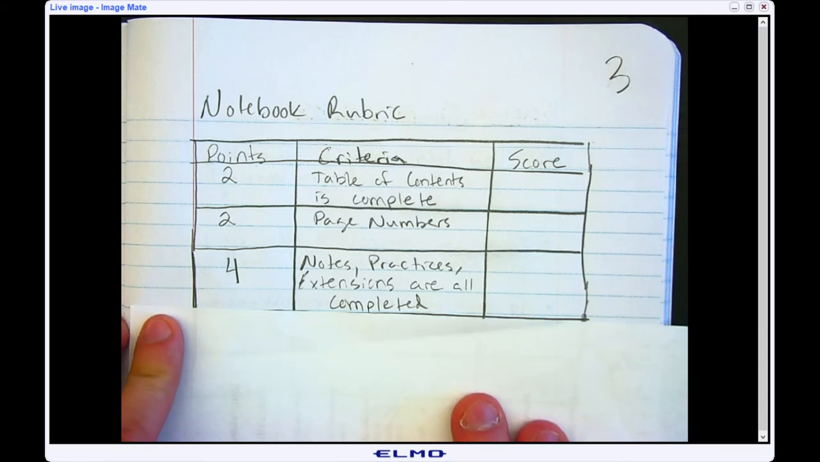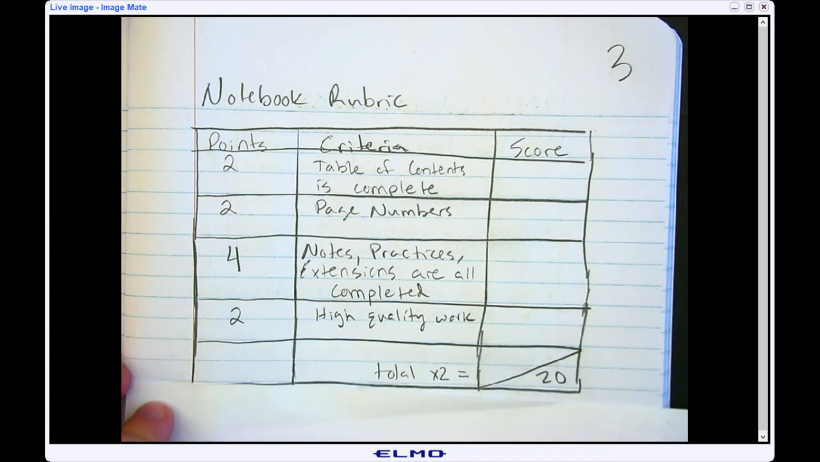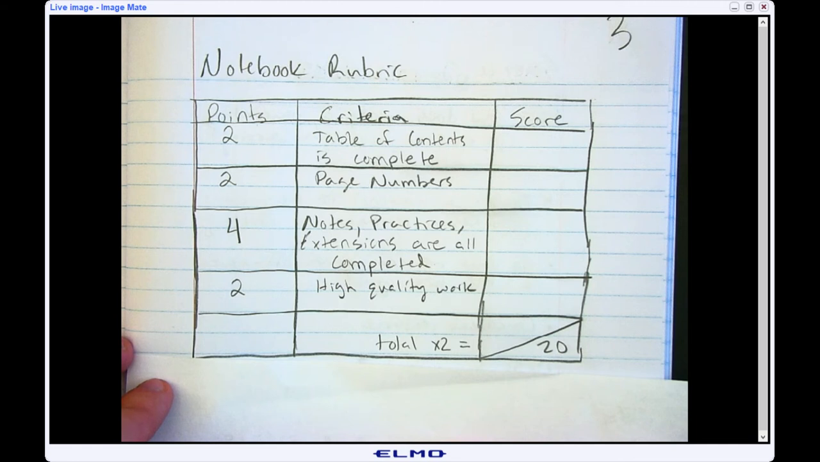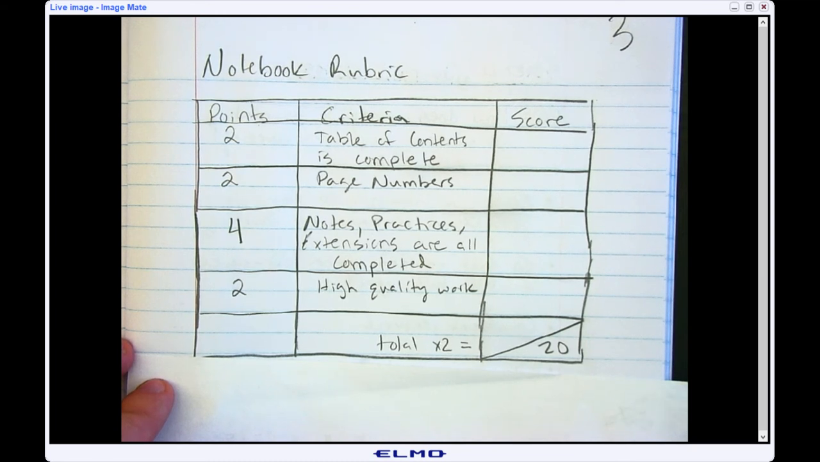4 points, more than any other category, for your notes, practices, and extensions. That's really your work in the notebook. And then 2 points for high quality work. So the notebook isn't torn up, things aren't at weird slanty angles, it's done reasonably professionally. And then to give you your total of 20 points, we usually double that total to give you 20 points each time we grade the notebook. I don't know exactly what the notebook grading is going to look like at this point, but we'll figure that out as we go. So that's page 3. Just as a reminder, feel free to pause the video whenever you want to fill this in so that yours matches up with mine. But I am going to move on at this point.